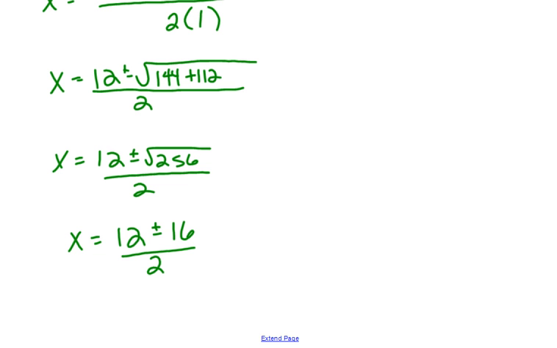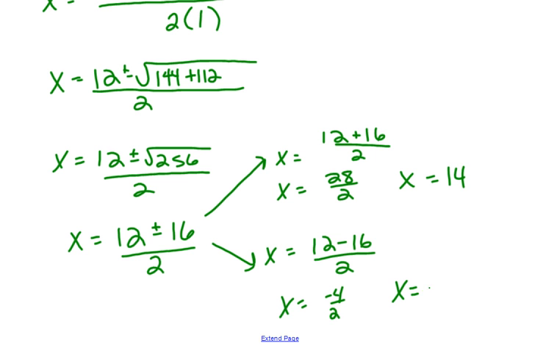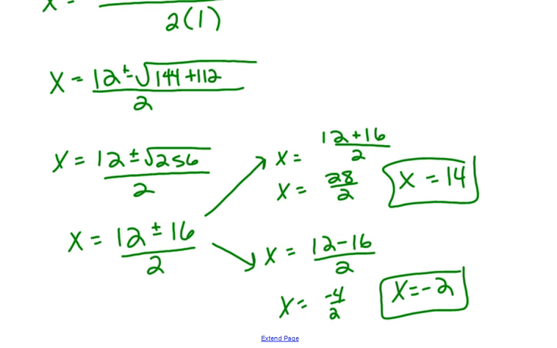Now, from here, I remember we're supposed to have 2 answers for quadratics. So one of my answers is x equals 12 plus 16 over 2. The other is x equals 12 minus 16 over 2. As I continue to simplify this, I'd get x equals 28 over 2, so x equals 14. And I get x equals negative 4 over 2, which would be a negative 2. Those are my 2 solutions for my problem.